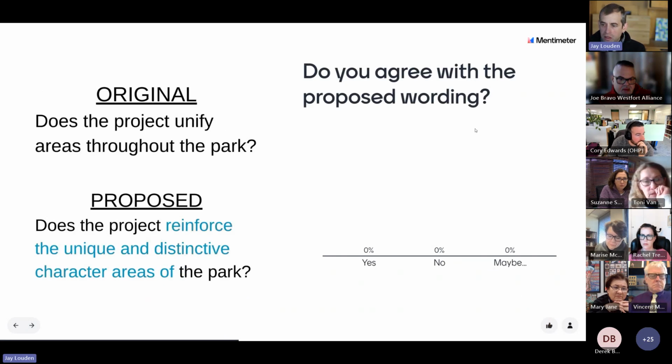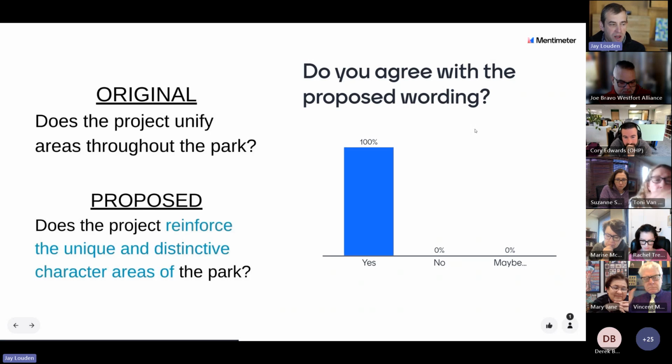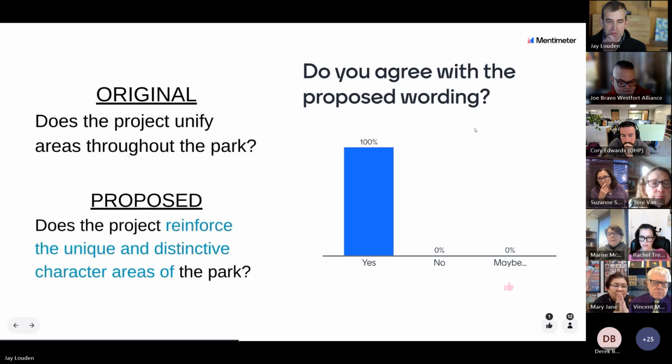So the original: does the project unify areas throughout the park? I believe we heard pretty unanimously that that was not actually an interest. So the proposed reword is: does the project reinforce the unique and distinctive character areas of the park? So this essentially turns that on its head. Picking up steam here, looking good.